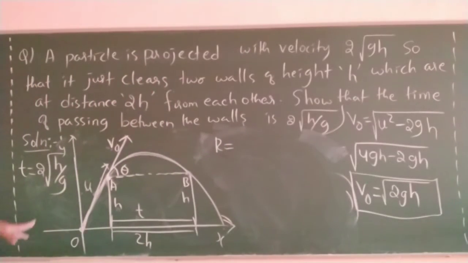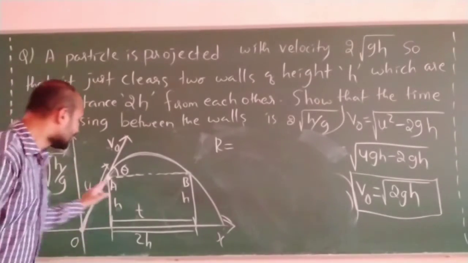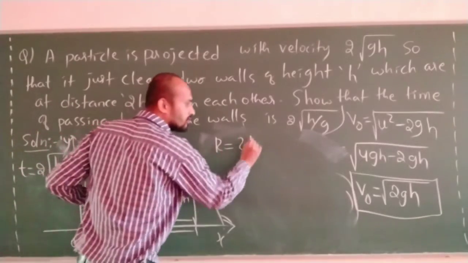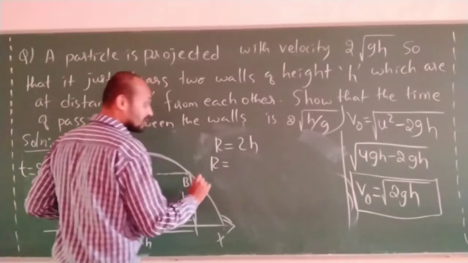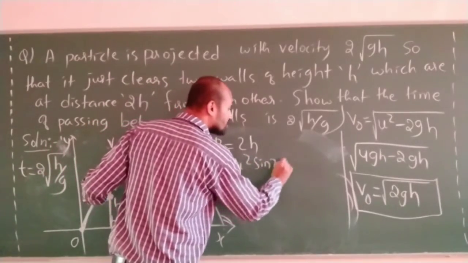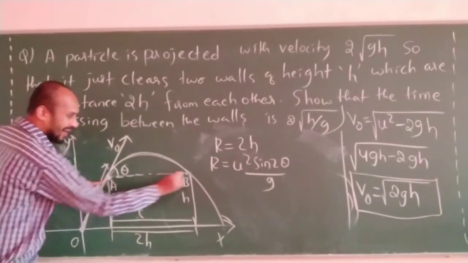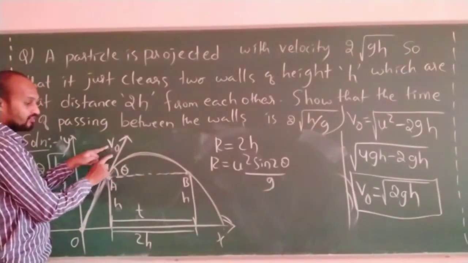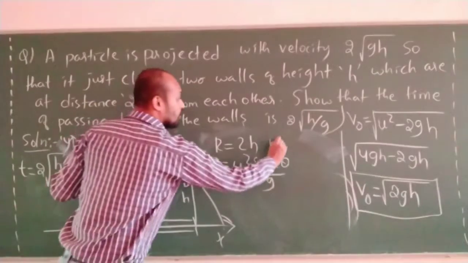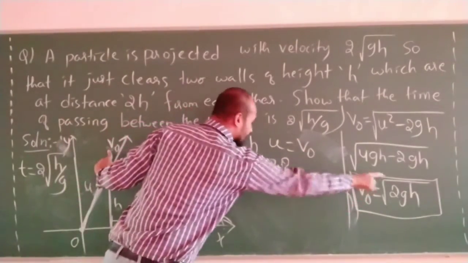Range is equal to how much? See, for this, range is equal to 2h. Range is equal to u square sine 2 theta by g. Correct now? For this, from point A to B, what is the range? 2h. In this case, what is range? 2h. What is initial velocity in this case? V naught, which is given by root 2gh.